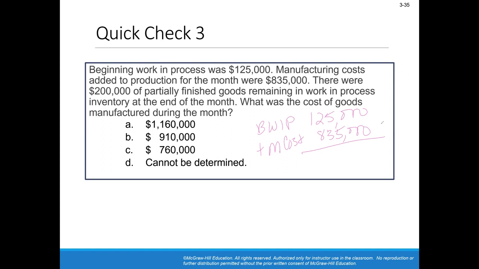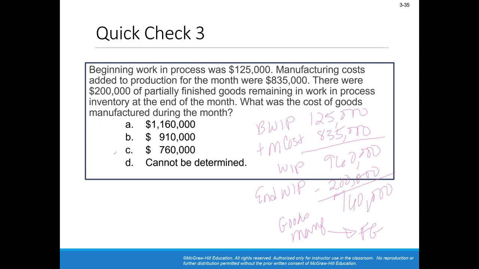So we're going to add that to get our total work in process. So we have 960,000. Now it tells us what our ending work in process is. So we're going to take that out. So that's the ending work in process. It's 200. So the difference is what was completed. That was the goods that were manufactured. That's what we're going to pull out, and we're going to move it over to the finished goods. Okay, it's coming out of work in process. So that difference is 760,000. So C.